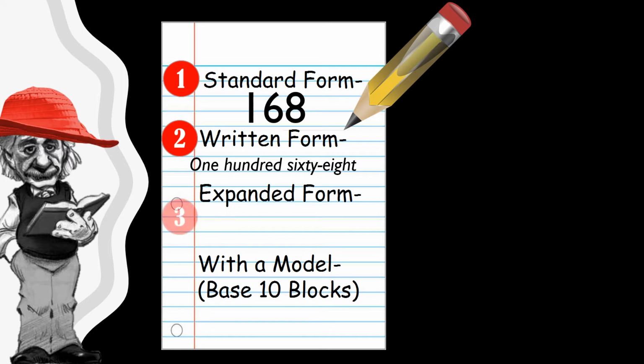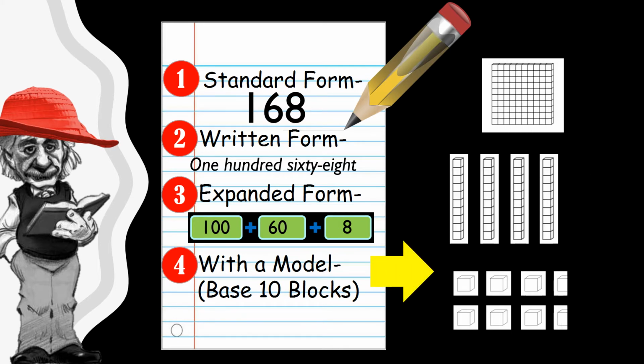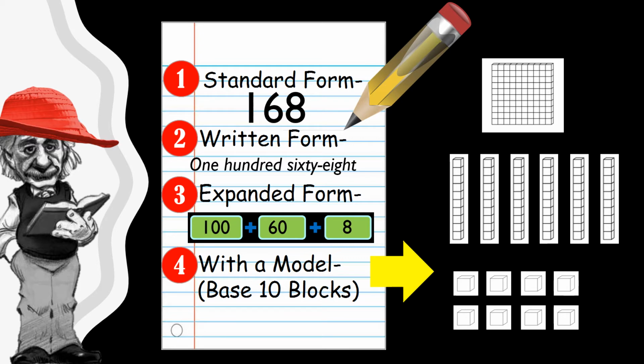We just spoke about expanded form, where we added up each digit individually, and we got 100 plus 60 plus 8. And we also know that we can use a model, or base 10 blocks. Let's take a look at what that looks like one more time. One group of 100, 6 tens, and 8 ones. 168. We can represent the same number 4 different ways. Wow, that is pretty neat.